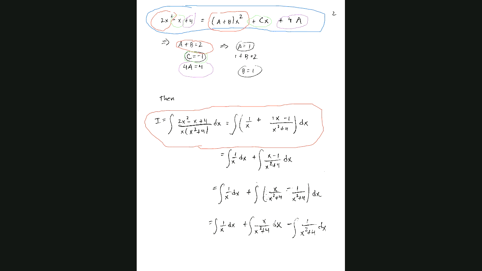the a was equal to 1. That was a, remember? And then above x squared plus 4, we had bx plus c. So the b was equal to 1. And the c was equal to negative 1. And that's what we have up here. And so what we can do is rewrite the integral of that rational function as the integral of 1 over x dx plus the integral of (x minus 1) over (x squared plus 4) dx.